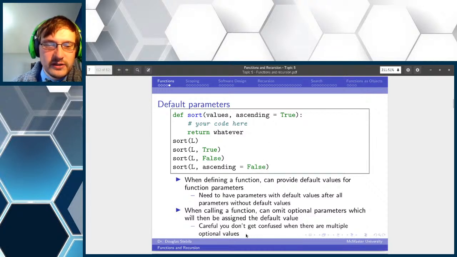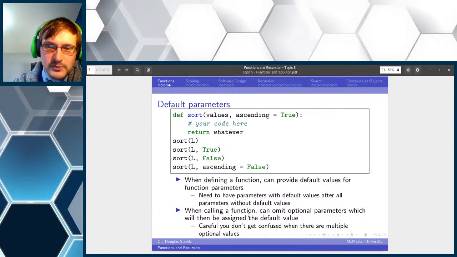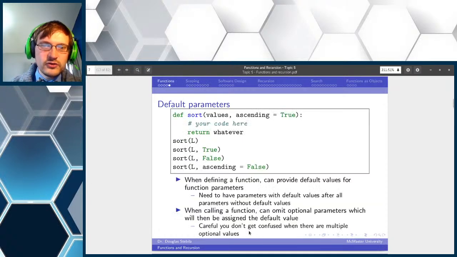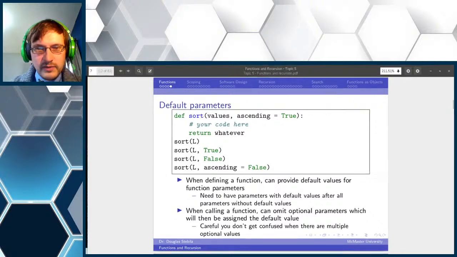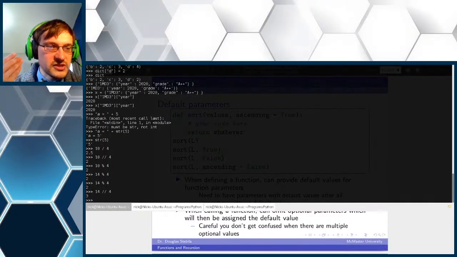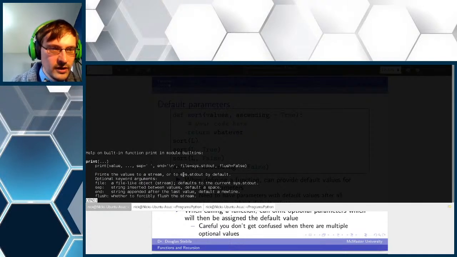These are also sometimes called optional parameters, because you have the option of whether to provide them or not. Just be careful you don't get confused when there are multiple optional values. The interesting thing about that, actually, when there are multiple optional parameters, there's a special way of addressing them. So if we take a look at the print function, which we all know and love, you'll notice that this is the actual definition of the print function. There are a whole bunch of these optional parameters.